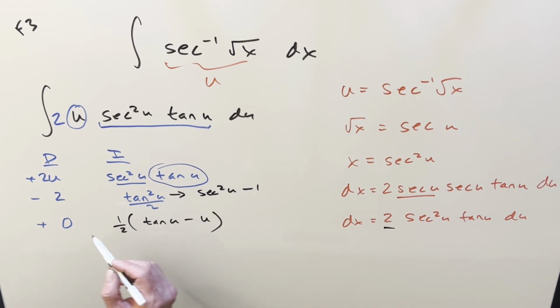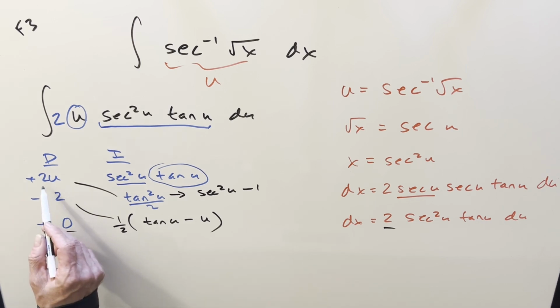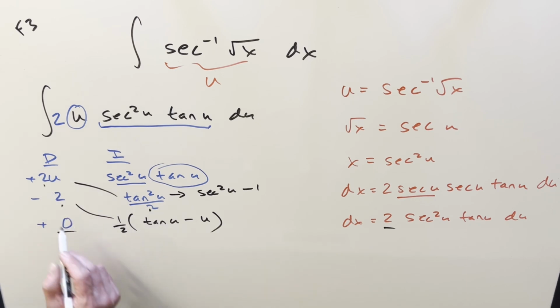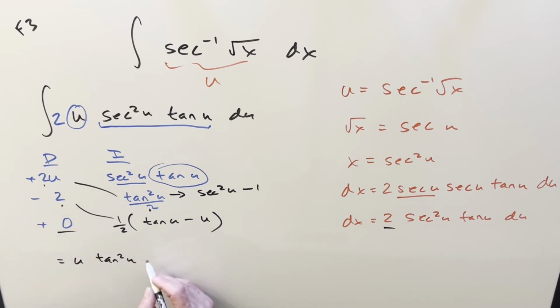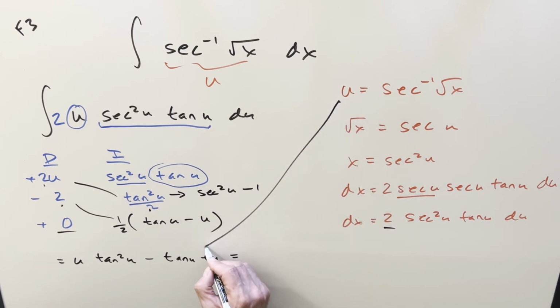So for our solution in u, it's going to be on the diagonals. We don't need to worry about the integral. This is zeroed out. I think now the 2's are all going to cancel. So what we're going to have here is u tan squared u. And then for this, let's distribute in the minus sign. So we're going to have minus tan u, and then minus to this is going to be a plus u. And then all we need to do is just back substitute in order to finish it off.